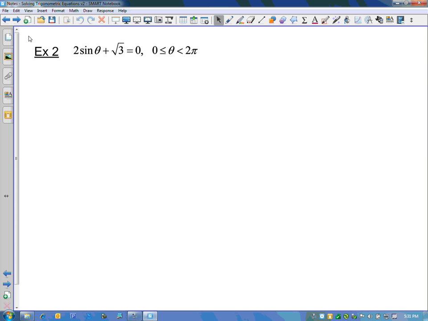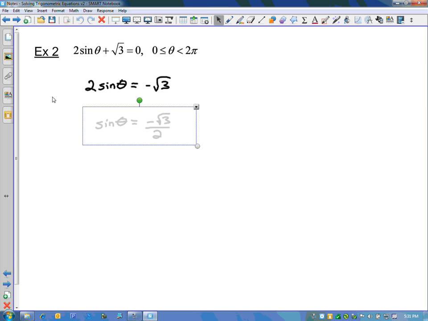All right, let's look at our second example. Now we get to do a little bit of algebra here. We don't have the trig function isolated, so we need to first move the square root over to the other side, and then we're going to divide both sides by 2, and now we have sine theta equals negative root 3 over 2. So a function of an argument equals a value. So now we're thinking to ourselves, what is the angle whose sine is negative root 3 over 2?